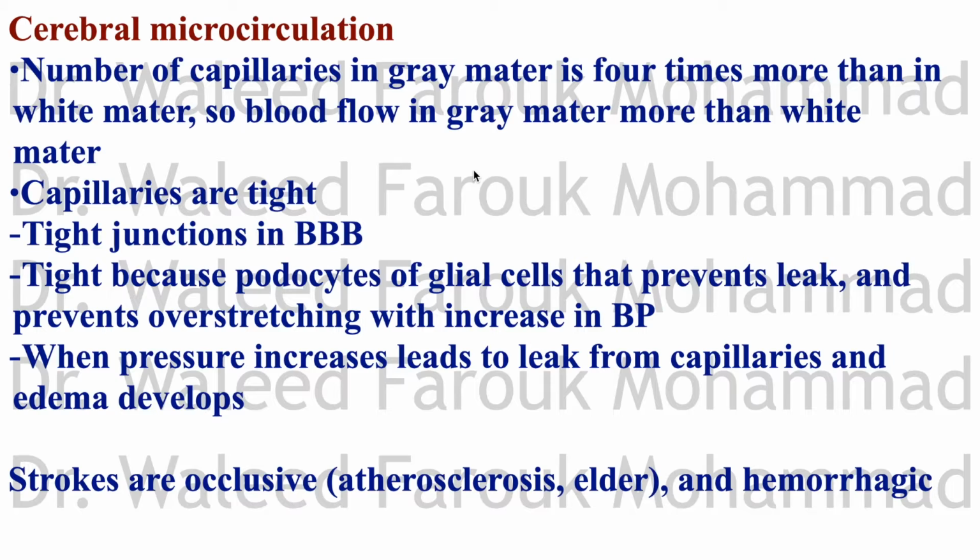Cerebral microcirculation means the capillaries. The number of capillaries in the gray matter is 4 times more than that in the white matter, so blood flow in the gray matter is more than white matter. This explains it. Also, the capillaries, remember the blood-brain barrier, we talked about the tight junctions between the endothelium and the basement membrane and the podocytes of the astrocytes that converge on the brain vessels.